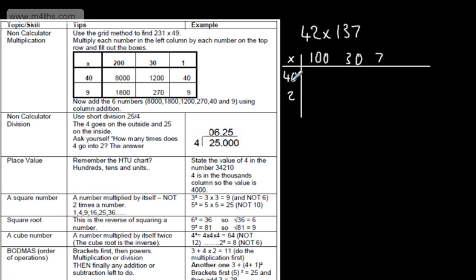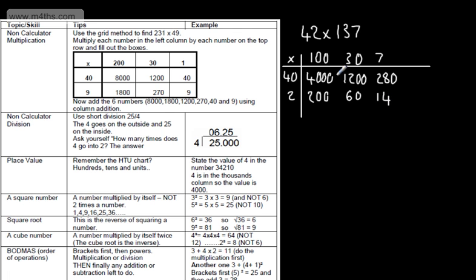4 times 1 is 4, and then add the 3 noughts. That gives me now 4,000. Now I'm going to do 4 times 3, which is 12, and I'm going to add the 2 noughts. So I'll have 1,200. 4 times 7 is 28, and then we add the 0. 2 times 1 is 2, add the zeros, or of course you can just say that's 200. 2 times 3 and add the 0, or if you like, 2 times 30 is 60. 2 times 7 is 14. All I'm going to do at this stage is simply add these up.